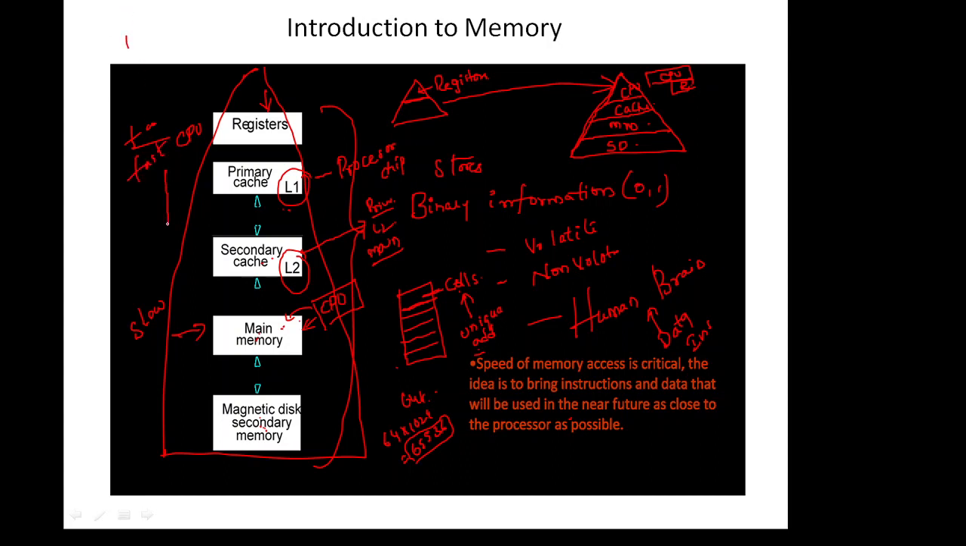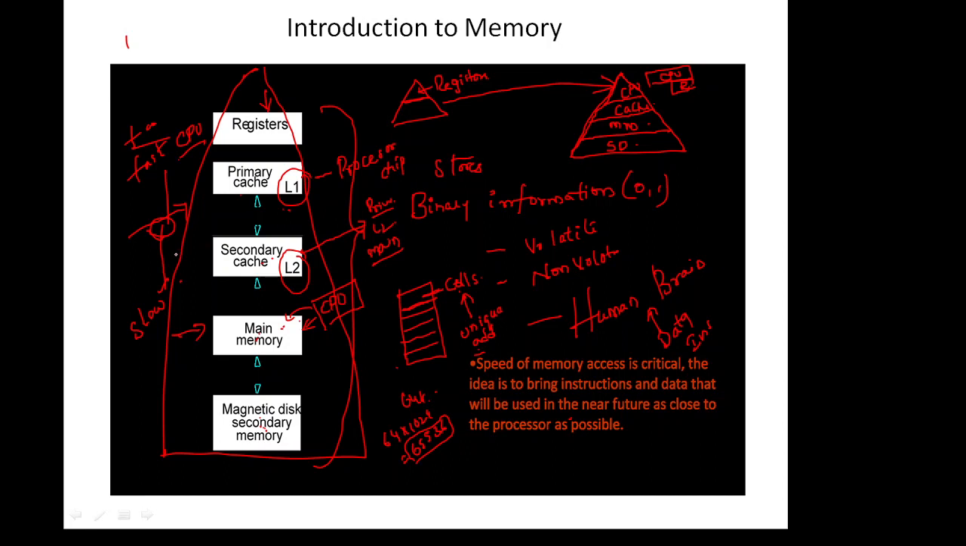In order to match the speed between the CPU and the main memory, we are incorporating a cache in between the CPU and the main memory. So what is the cache memory? What is the main memory? We will discuss that in the next slides. So this is the basic introduction regarding the memory.